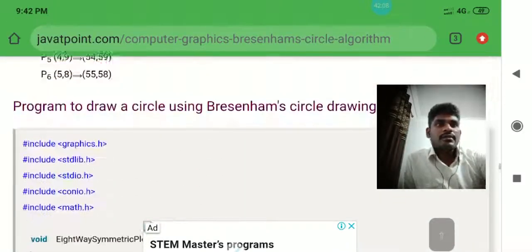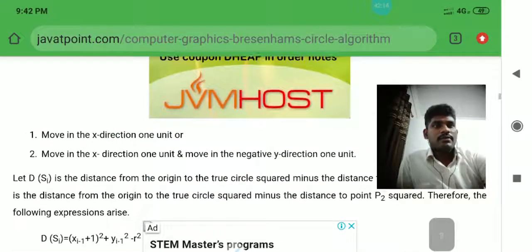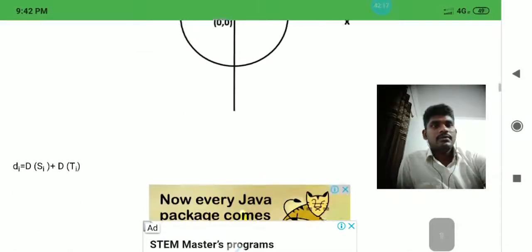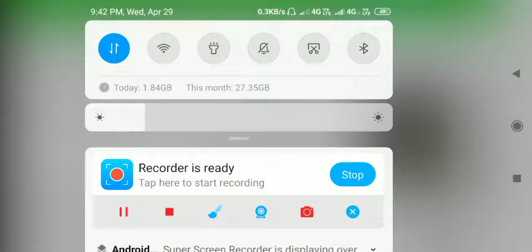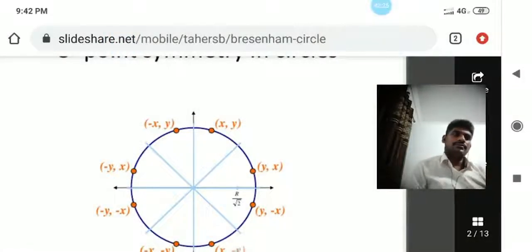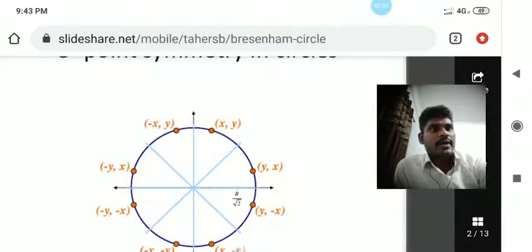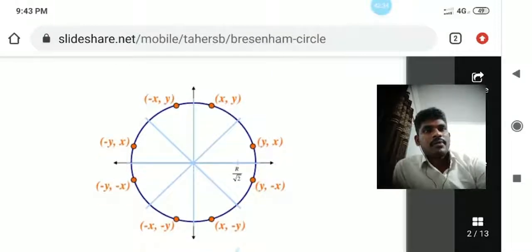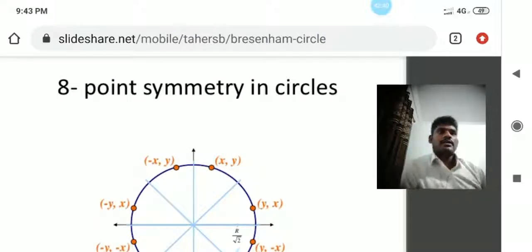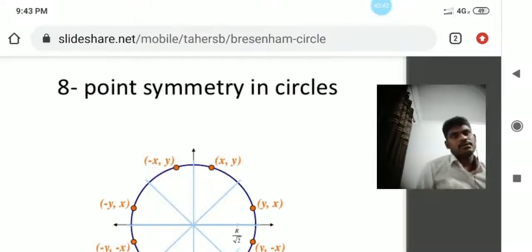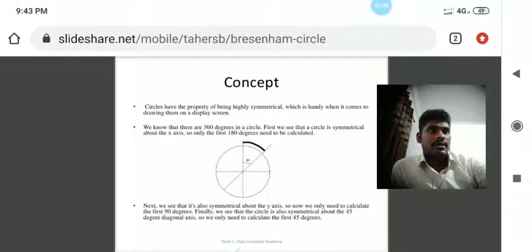This way of drawing a circle in computer graphics is called Bresenham's algorithm for drawing a circle. Already told here: x comma y, x comma minus y, minus x comma y. These are the 8 points. What is this called? 8-point symmetry in a circle. Symmetry means similar parts, equal parts.